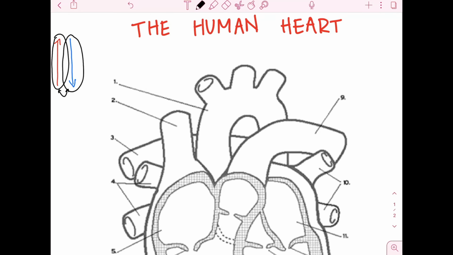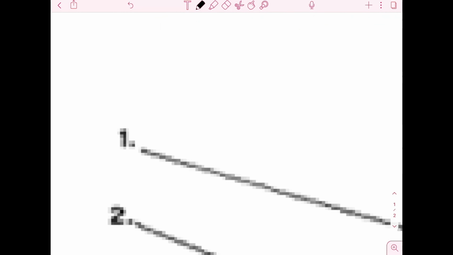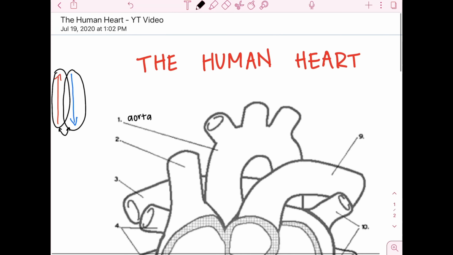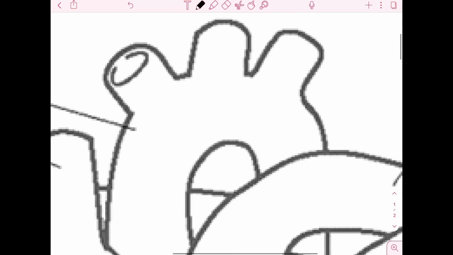So let's get started. First up, we have the aorta. I'm going to write this down as number 1. The aorta. And the aorta is this funny looking crown sort of thing, but it's actually an artery that carries blood away from the heart and towards the different parts of your body. The blood that goes out of the aorta is very rich in oxygen, and it gets delivered to things like your arms, legs, muscles, and brain.